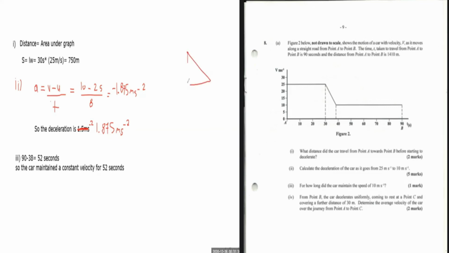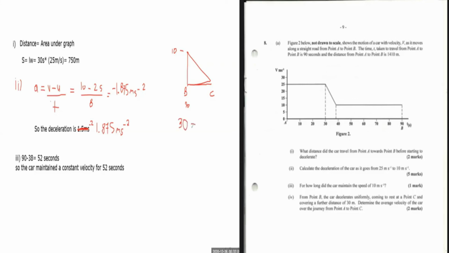So it's going to form a triangle where this is point B, and this is point C. Point B is when the time is 90 seconds. This is point C. We don't know how long that is, but from here, we know the velocity is 10, and here, the velocity is 0. So now what do we know about this right here? We know that the area under the graph is 30.